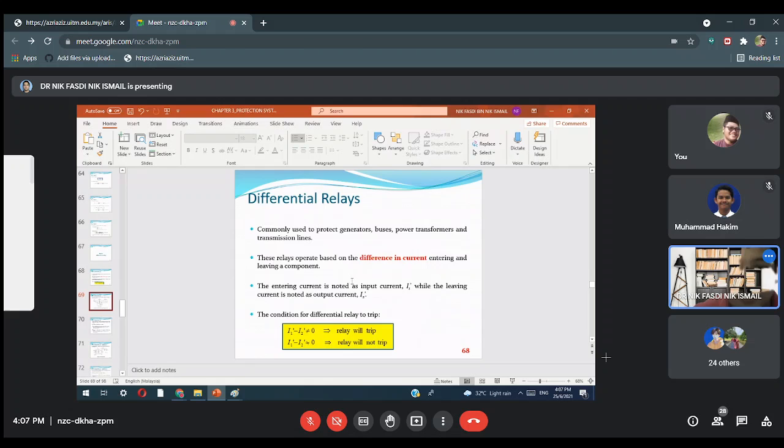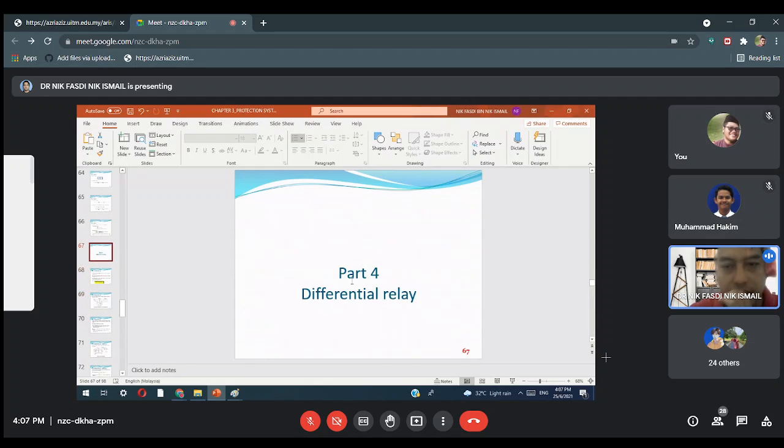Okay. Right. The next one is about differential relay. Sebenarnya kalau ikutkan syllabus semester ni, this is the last topic kita akan discuss. Okay. Maksudnya the protection. Alright. Okay. So the last one is about the differential relay. Right. So what is the differential relay? So nama pun differential. Differential maksudnya different, perbezaan in term of current or voltage.